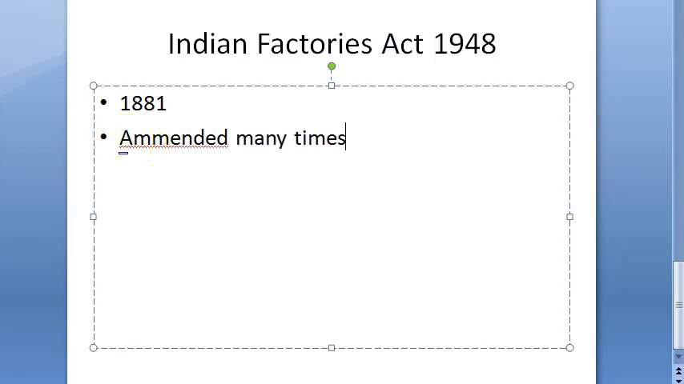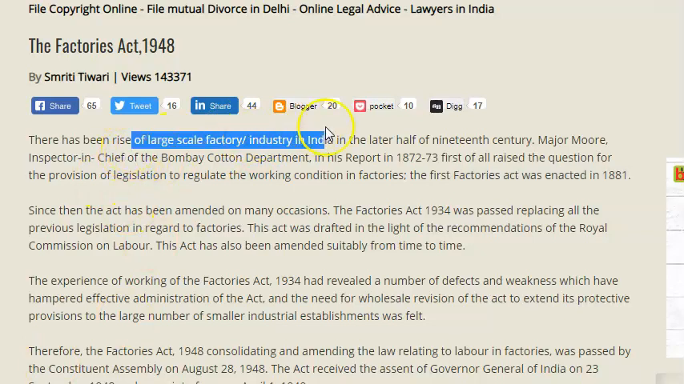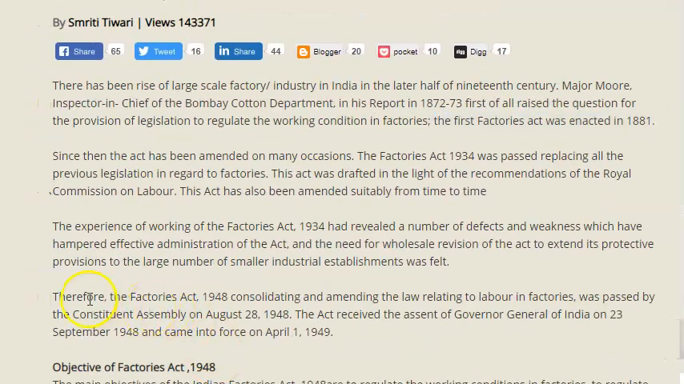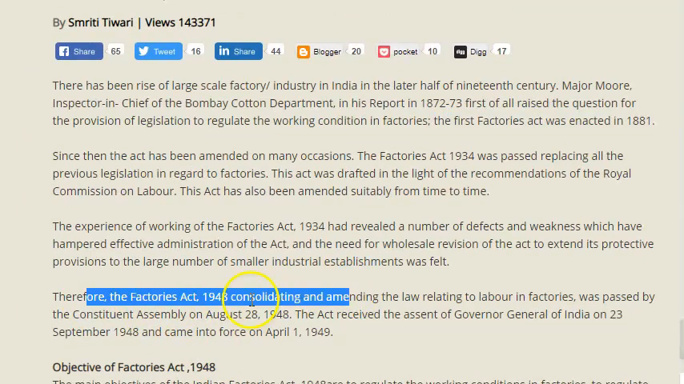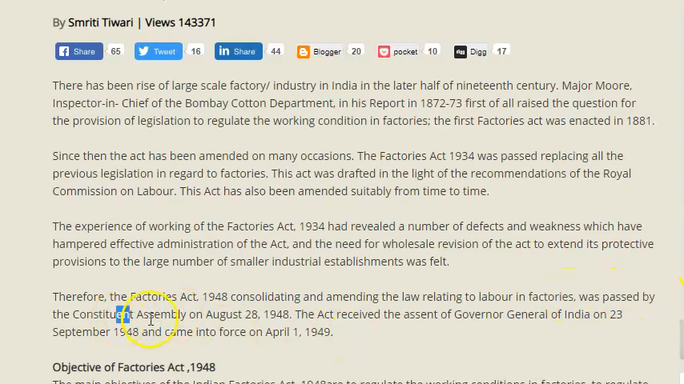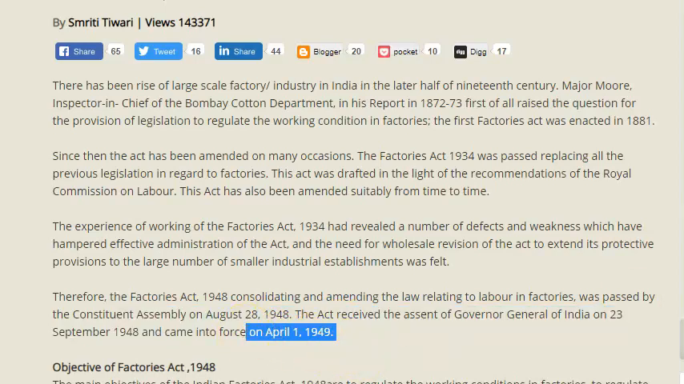Many times they have amended. Let's get the latest from the internet. Wait, why simply look at the old one? So basically, there was a rise of a lot of large-scale factory industry, and then the first Factories Act was enacted in 1881. Then what exactly happened in 1948? So in 1948, the act consolidating and amending the law relating to labor in factories was passed in the Constituent Assembly on August 28, 1948. Okay, it came into force in 1949. So a lot of things there.